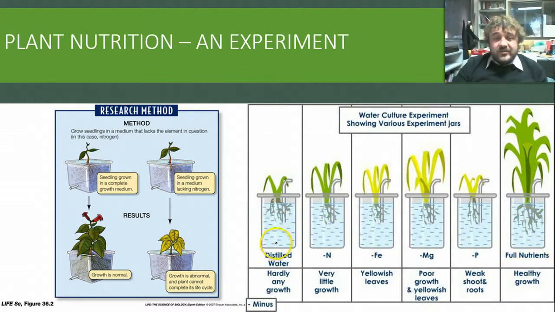This one here has just water, so no extra nutrients at all, and it just kind of stays the same. Full nutrients, bang. This one here is just missing phosphorus. It's got the full nutrients minus the phosphorus, and even with that, it had very weak shoots and roots, and not much happened. Here we get this poor growth with yellowish leaves, and that's minus magnesium. If we take the iron out, we get yellowish leaves. If we take nitrogen out, though, it almost doesn't grow. It just kind of stays roughly the same.